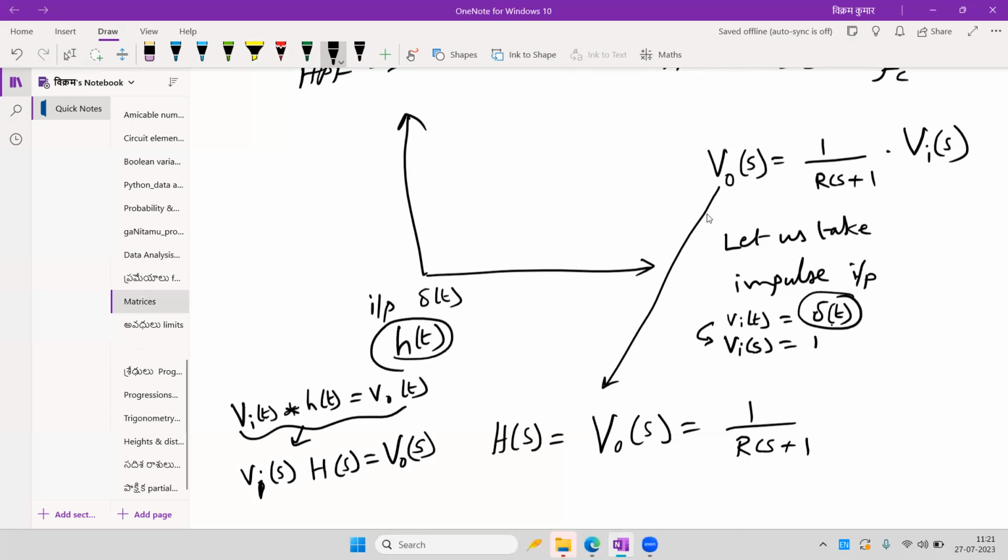But here in this example, H of S is equal to 1. Why is H of S equal to 1? Because I took an impulse as input.